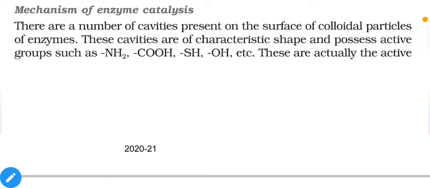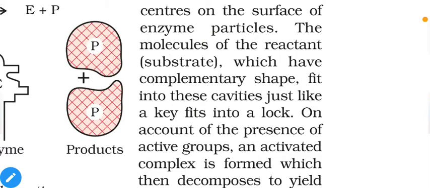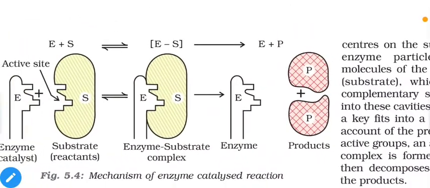So these cavities are of characteristic shapes and possess active groups such as NH2, COOH, SH, OH, etc. These are actually the active centers on the surface of enzyme particles. The molecule of the reactant or substrate, which has a complementary shape, fits into these cavities just like a key fits into a lock. So here this demonstration is made by the lock and key mechanism.